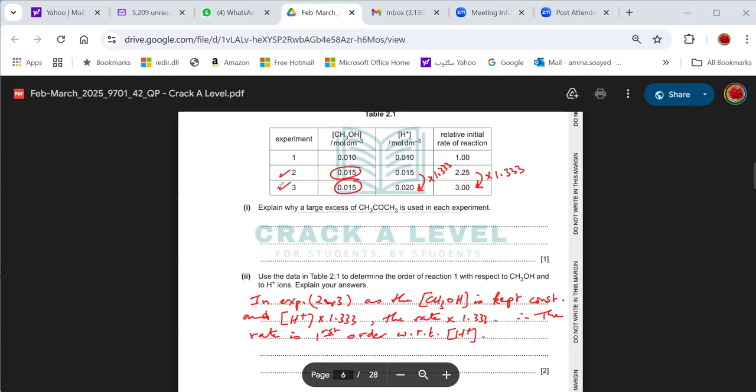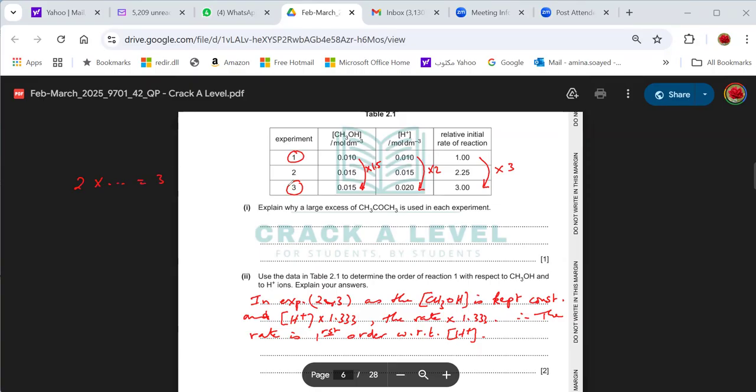And then we are going to choose any two other experiments because we don't have a hydrogen ion concentration that is constant. So let us choose, for example, experiments 1 and 3. We'll see that the concentration of the methanol increased by 1.5. The concentration here increased by 1.5, and here it increased by 2, and here the rate increased by 3. So we know that it is first order with respect to the hydrogen ions. So as the rate is first order with respect to the hydrogen ions, this means that if the concentration of the hydrogen ion increased by 2, the rate should also increase by 2. So 2 times how much equals 3.